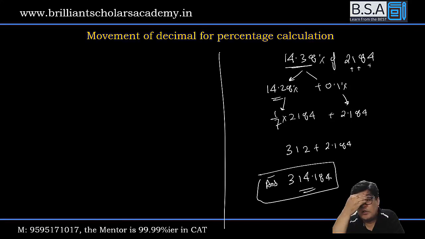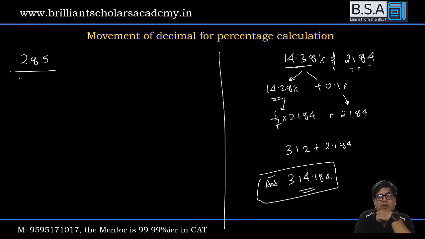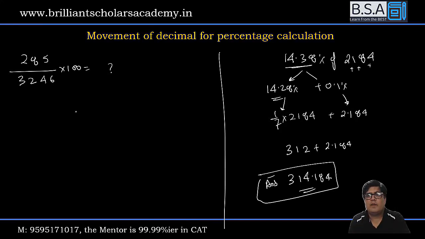There's a reversal to this also. I gave you a percentage as I asked you to perform a calculation. Reversal could be some random number, 285 upon 3246. You will be asked to perform this calculation. And you can get a rough idea.